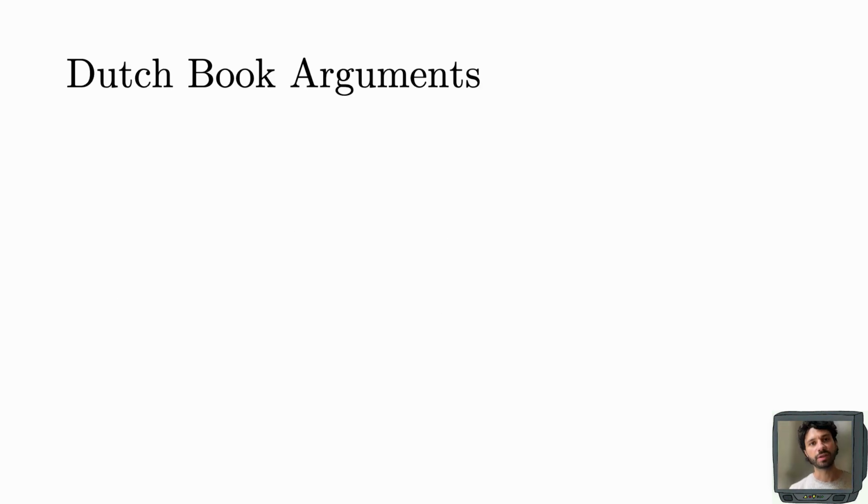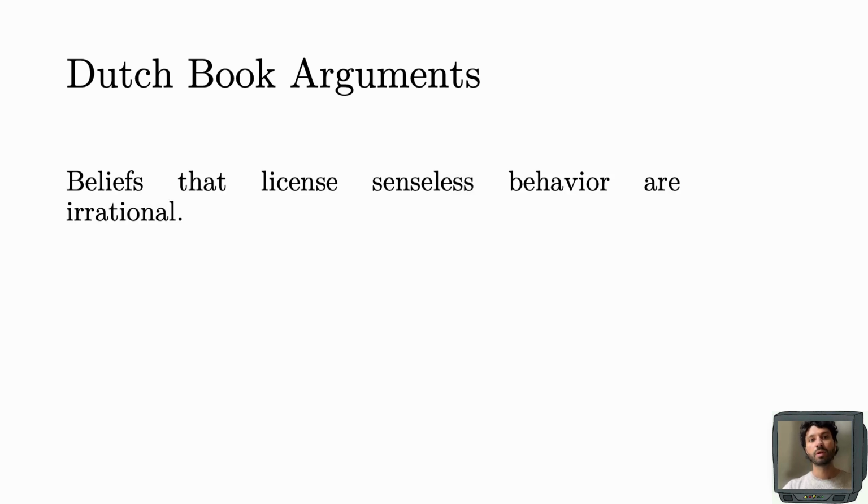So now I think we have enough tools to present the Dutch book arguments. And these are arguments to give local justifications for why your beliefs should cohere with probability. The argument goes as follows. Beliefs that license senseless behavior are irrational. That's one of the premises.